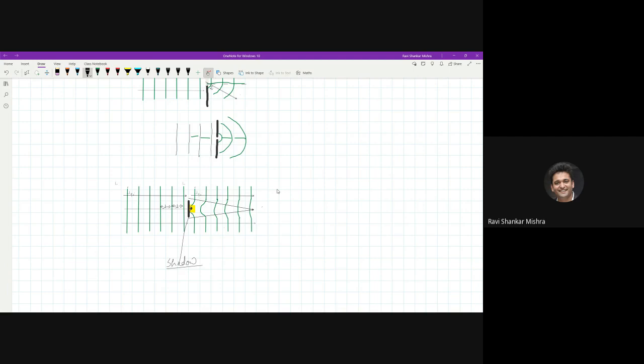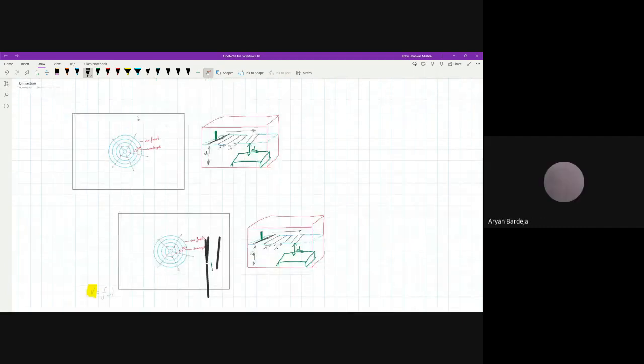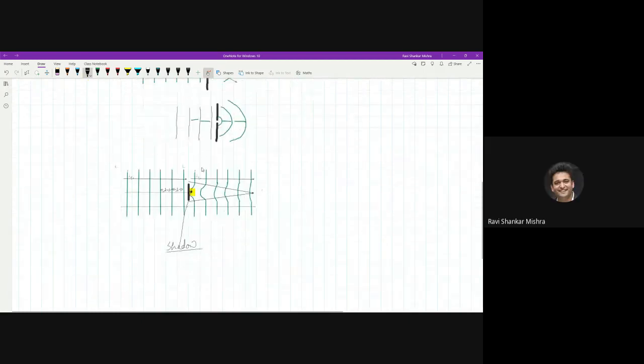Let me know once you have noted so that we can continue from there. Sir, noted. So the green one is the wavefront, and the black line is the direction of energy.